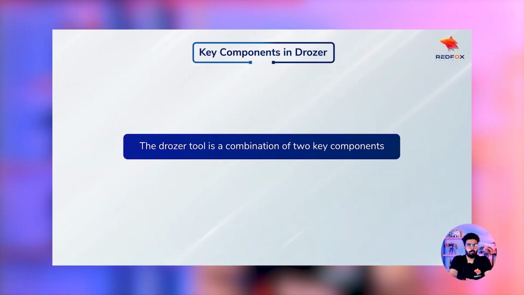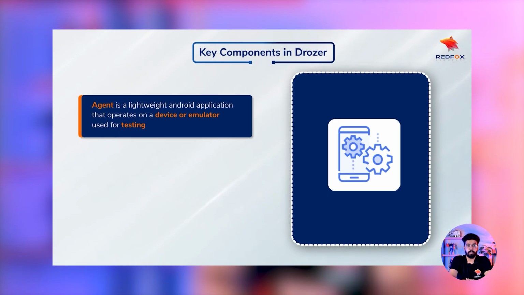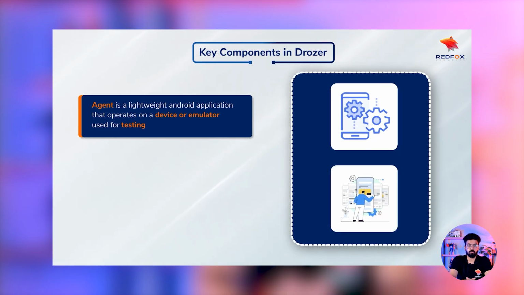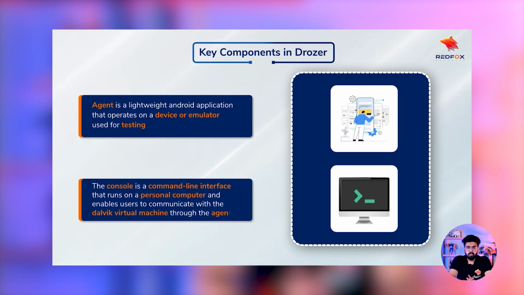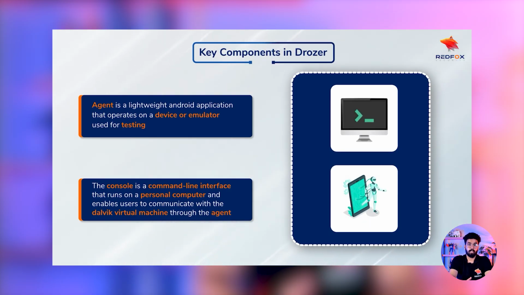We will now look at some of the key components in Drozer. The Drozer tool is a combination of two key components. The agent is a lightweight Android application that operates on a device or emulator used for testing. The console is a command line interface that runs on a personal computer and enables users to communicate with the Dalvik virtual machine through the agent.